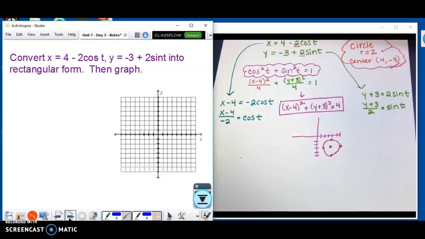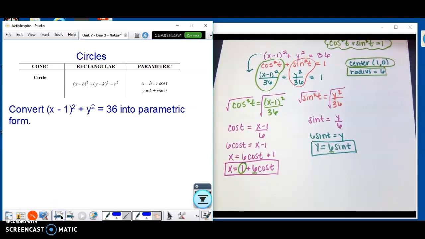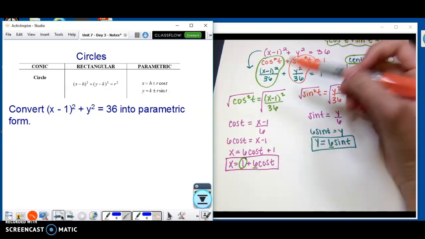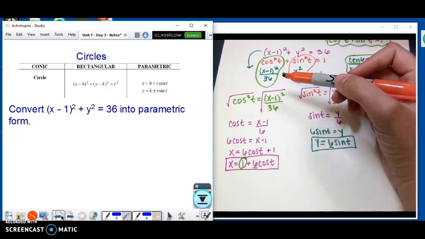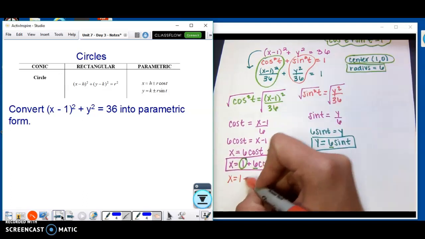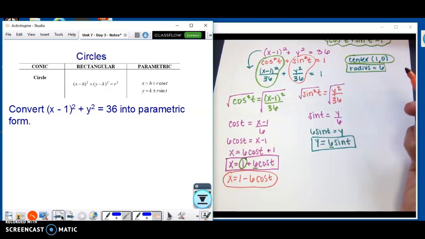I do want to go back and mention something, so I'm going to go back to the last problem for a second. On our last problem, we ended up with the answer 1 plus 6 cosine t, and then 6 sine t. Those answers are perfectly fine. You could have other answers there, though. When you take the square root, you could technically have plus or minus. So if you put 1 minus 6 cosine t, this also works here, okay?